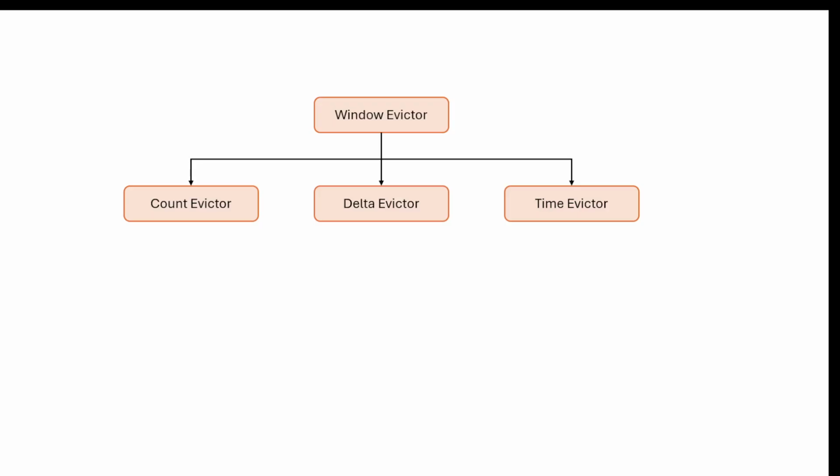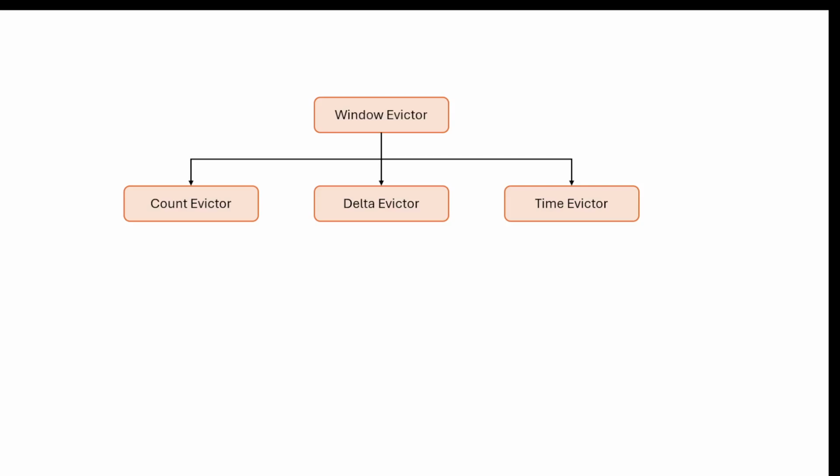Similarly, we have delta and time. Time is based on a certain time, saying that this is the older data that we were looking at. Let's say we have a 5-minute window, so we will see the event time of the event that has arrived. Is it falling in that 5-minute window or not? If it is falling in the 5-minute window, we will keep it. After processing, if that 5-minute window is done, then we will remove that particular event from the window. So that's the job of the evictor.